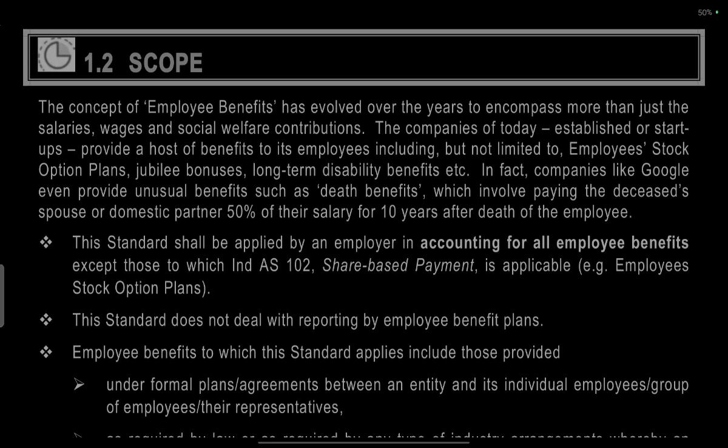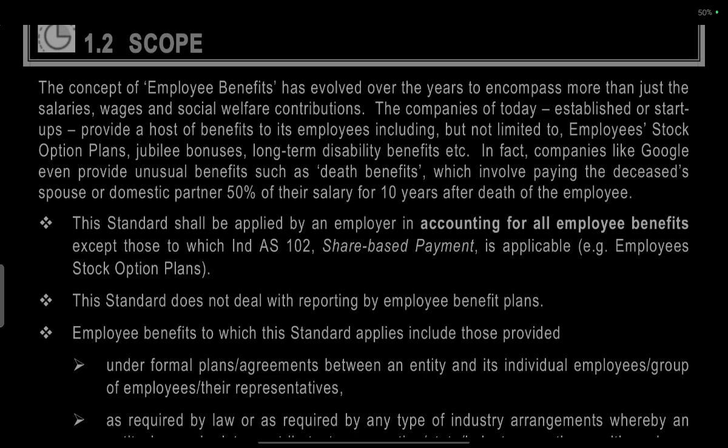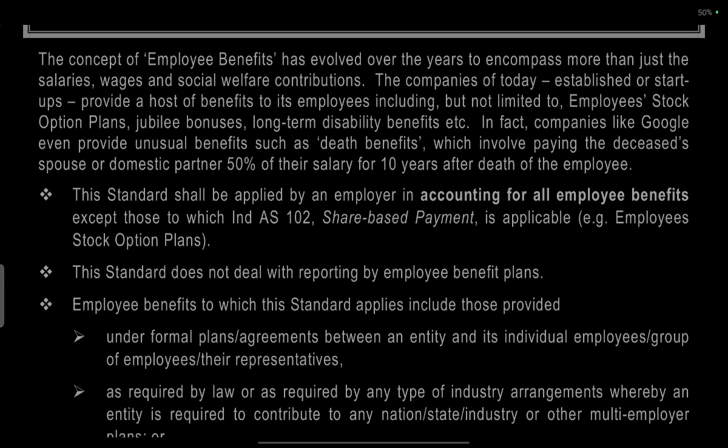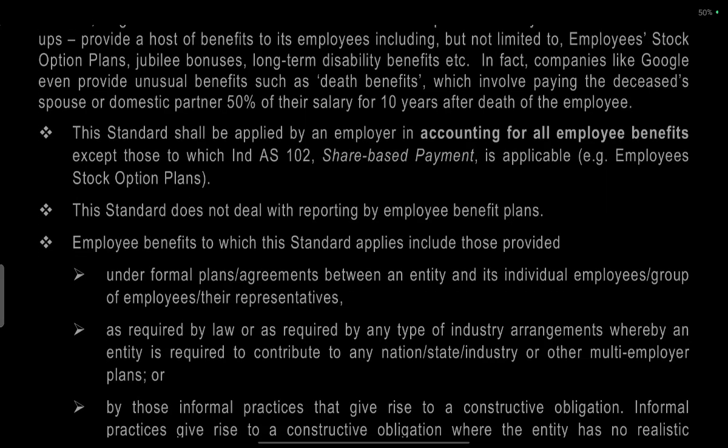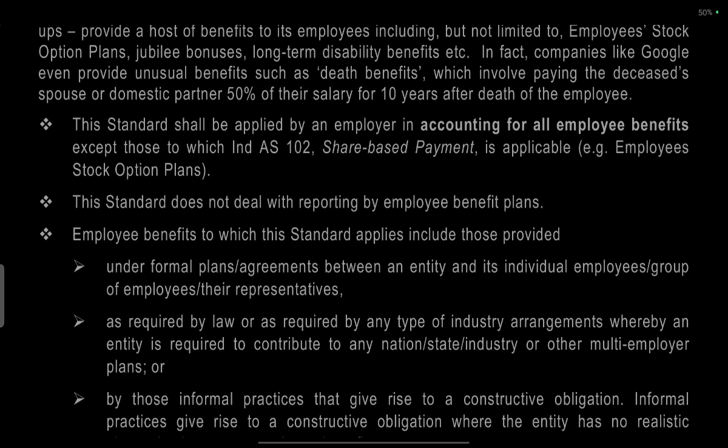Scope. The scope of employee benefits has evolved over the years to encompass more than just salaries, wages, and social welfare contributions. Companies today, including startups, provide a host of benefits to employees, including but not limited to employee stock option plans, jubilee bonuses, long-term disability benefits, etc. Companies like Google even provide unusual benefits such as death benefits, paying a descendant or domestic partner 50% of salary for 10 years after the death of the employee.